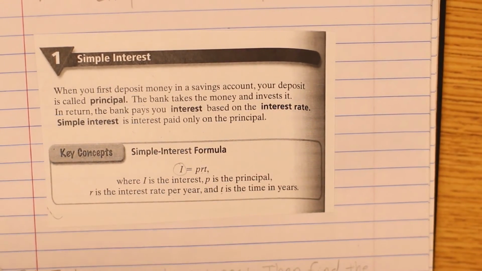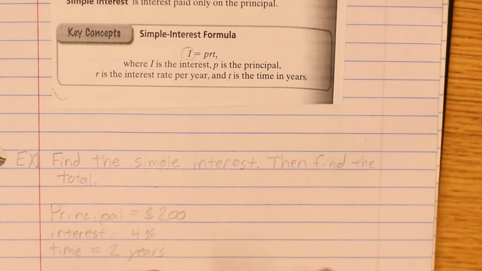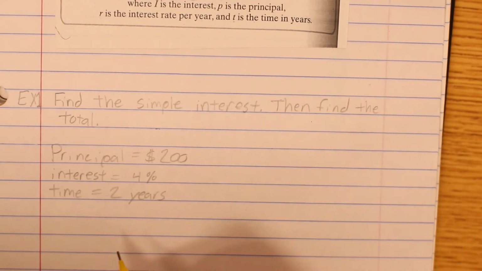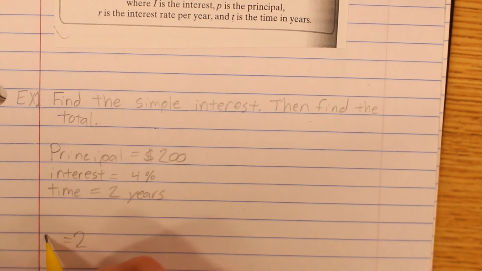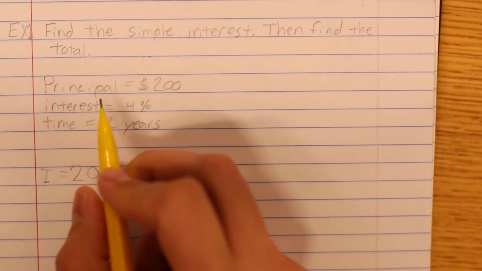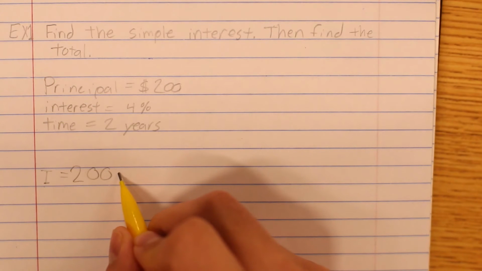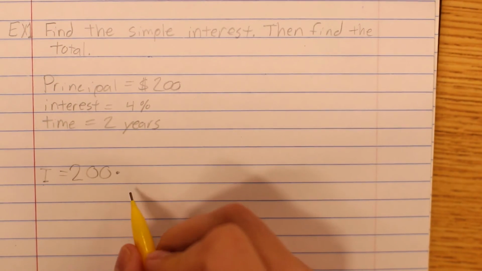So here's what we're going to look at. We're told to find the simple interest, then find the total. So if I have, for instance, $200, I can say that I'm looking for the interest, right? So I'm going to put my I here. I equals 200, because that's the principal. The interest rate is 4%. And we need to write that as a decimal because we can't multiply by an actual percentage.